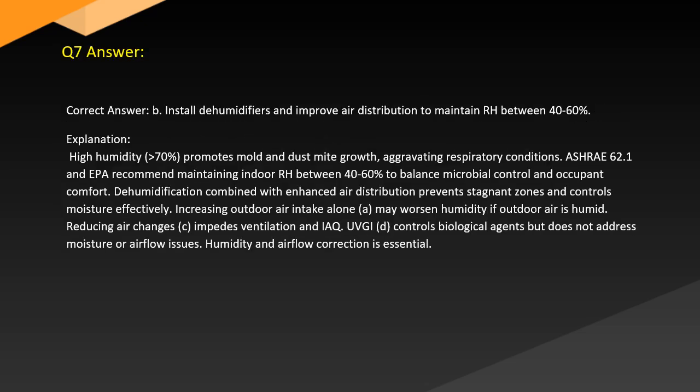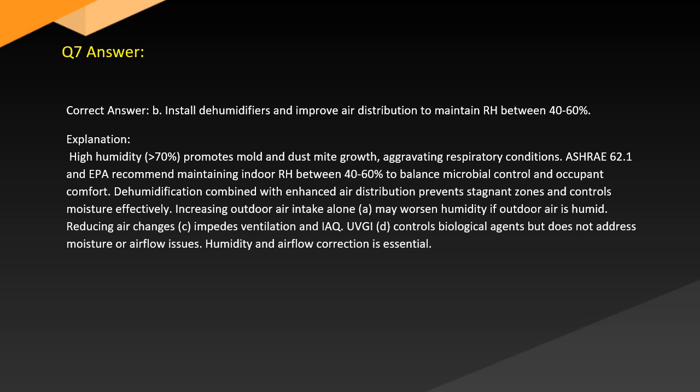Answer. Correct answer: B. Install dehumidifiers and improve air distribution to maintain RH between 40–60%. Explanation. High humidity at 70% promotes mold and dust mite growth, aggravating respiratory conditions. ASHRAE 62.1 and EPA recommend maintaining indoor RH between 40–60% to balance microbial control and occupant comfort. Dehumidification combined with enhanced air distribution prevents stagnant zones and controls moisture effectively.